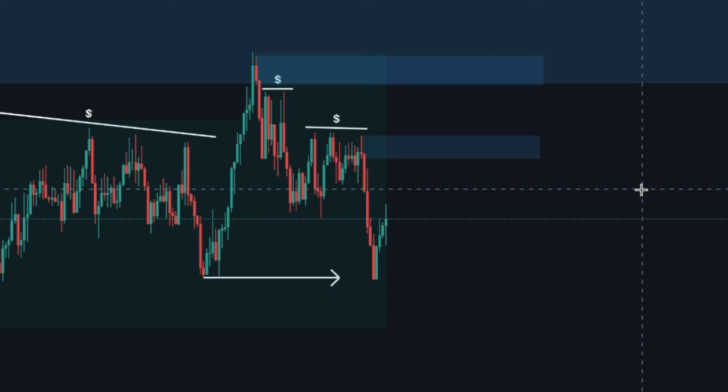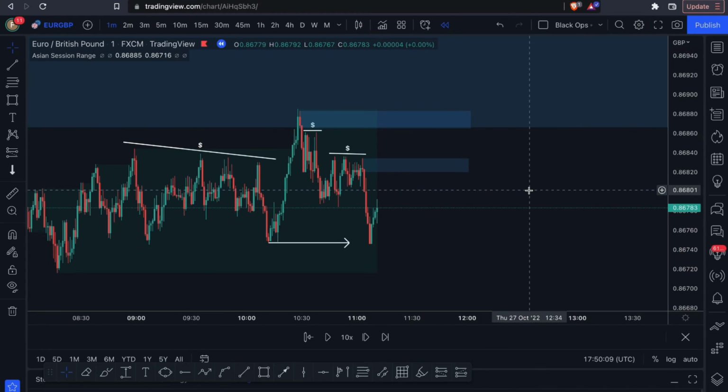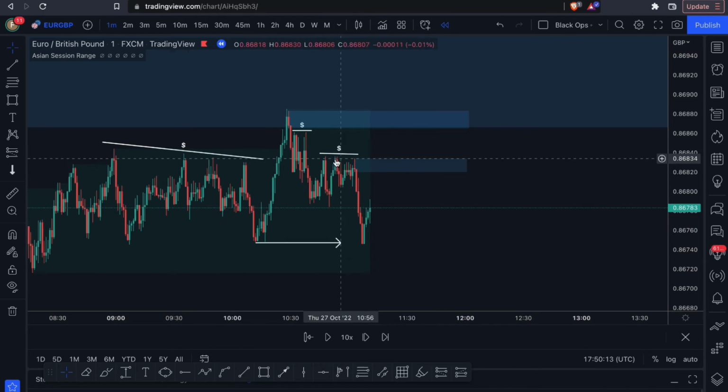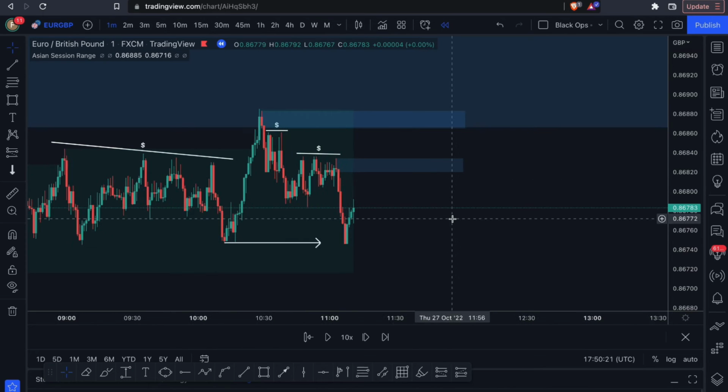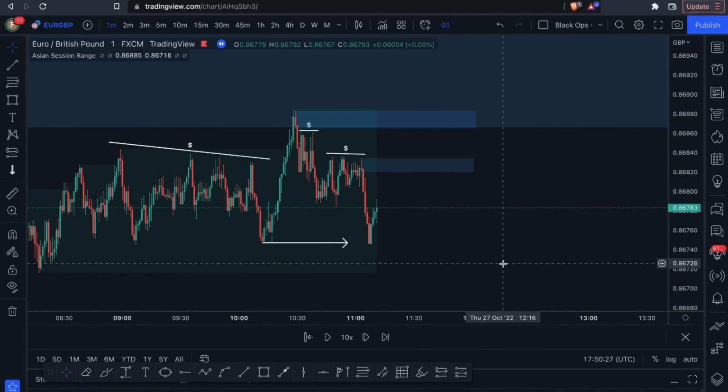So sometimes we will come across situations like this where we have two different supply zones that we can take a trade from, and liquidity as well. So what you need to understand is that we can either take it from this one or this one. The extreme is always the best, to be fair, but sometimes we won't get tapped into the extreme, which is a negative of waiting for trades from the extreme.